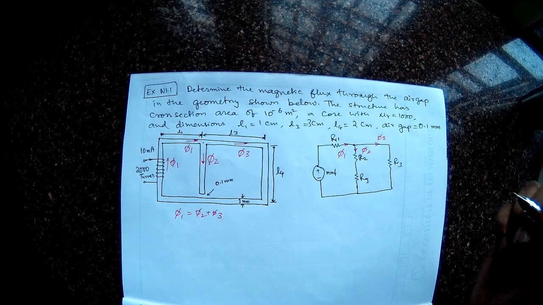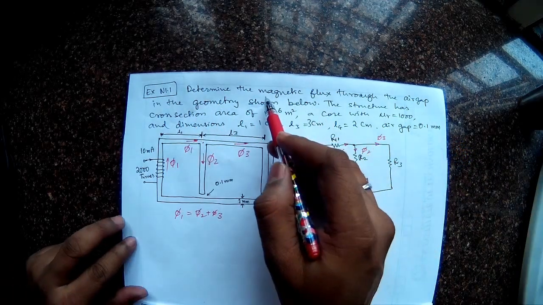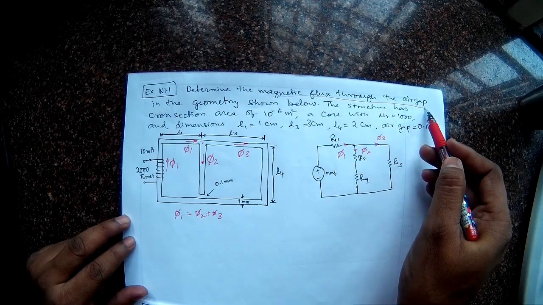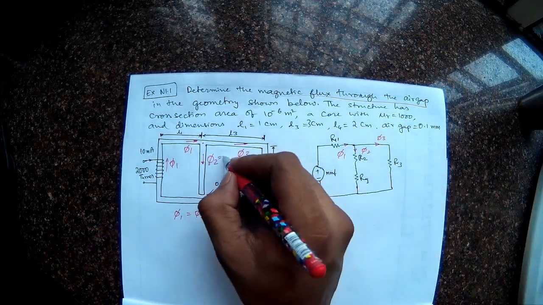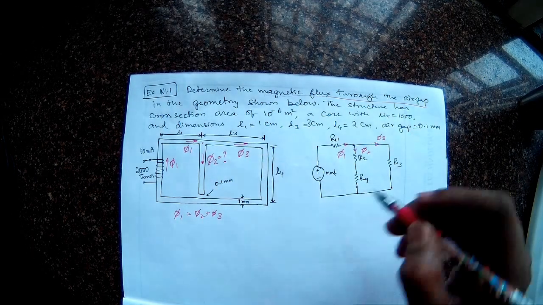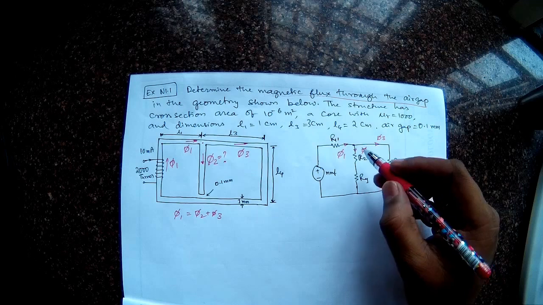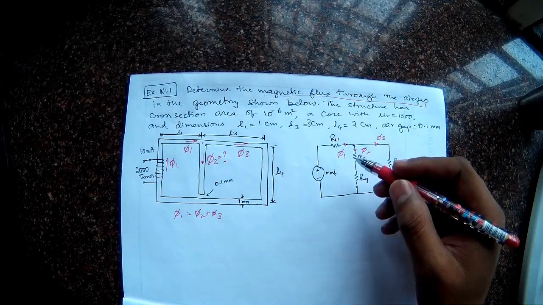Now what is the question? Determine the magnetic flux through the air gap. So basically I have to find phi2. Phi2 is the main unknown for our problem. It is like solving a circuit in which I am asked to find the current in this branch.